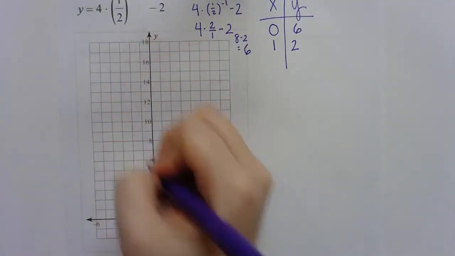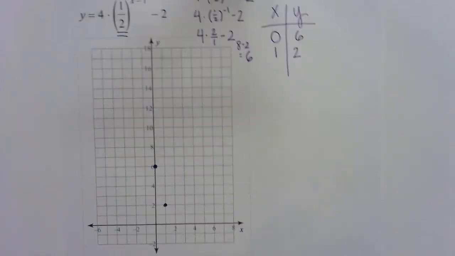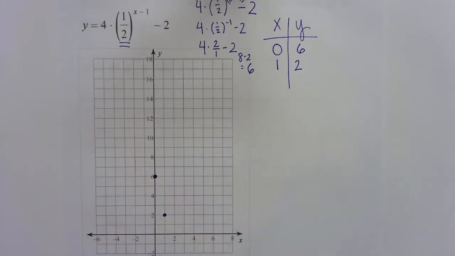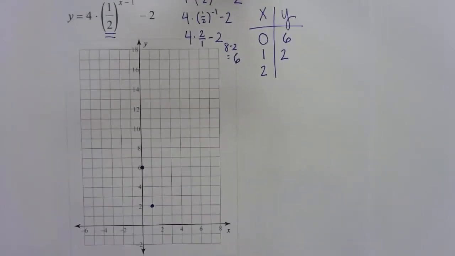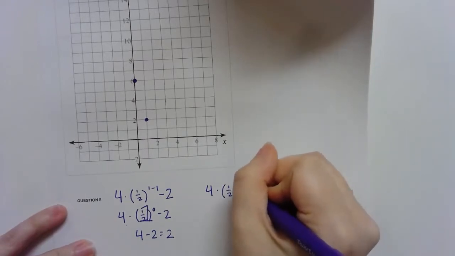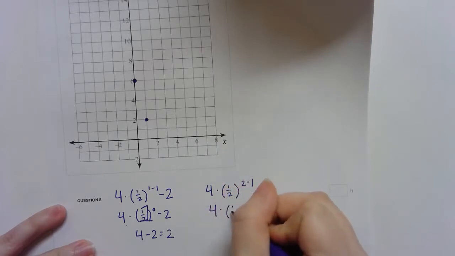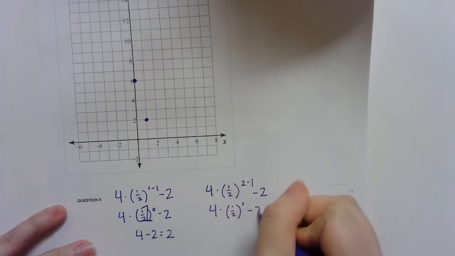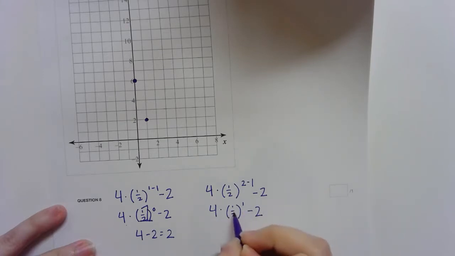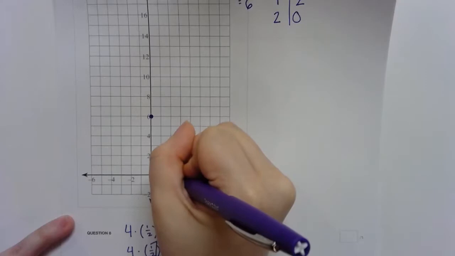Okay, so I'm starting to see this is going to be a decreasing function, which makes sense because this r value is less than 1, so it's decreasing. At 2, it's going to be 4 times 1/2 to the 2 minus 1 minus 2. So 4 times 1/2 to the first minus 2. So 1/2 to the first is just 1/2. 4 times 1/2 is 2 minus 2, which is 0. So the point 2, 0.